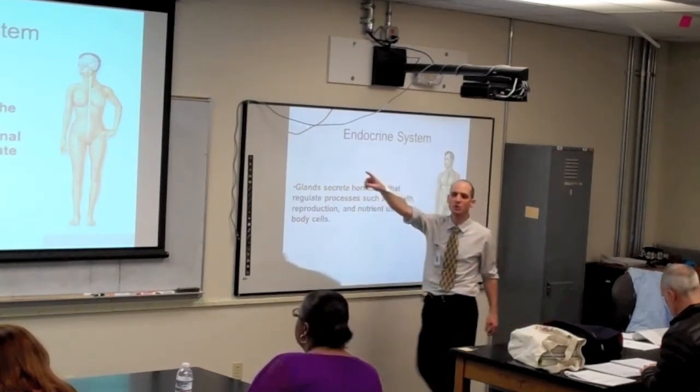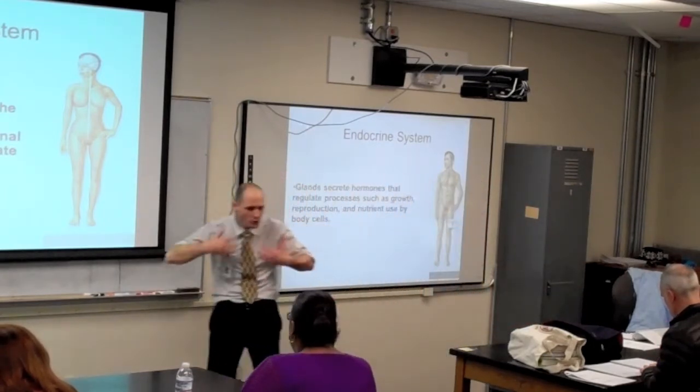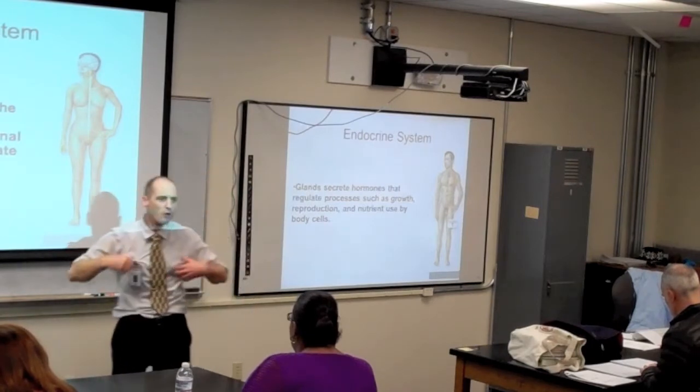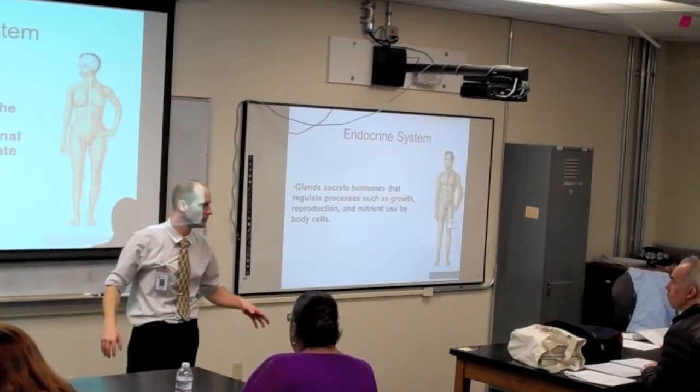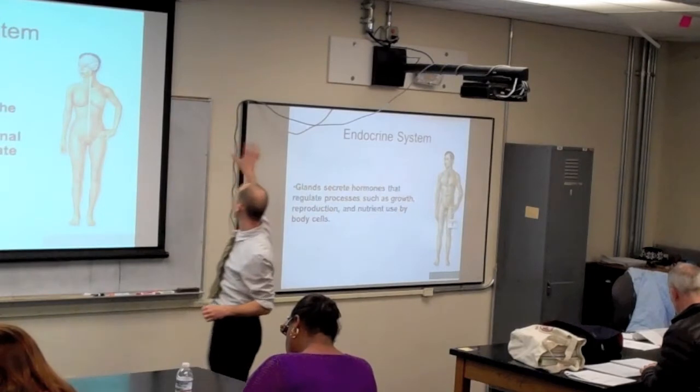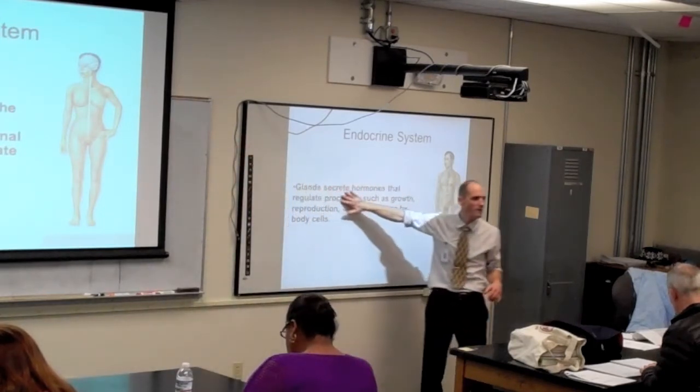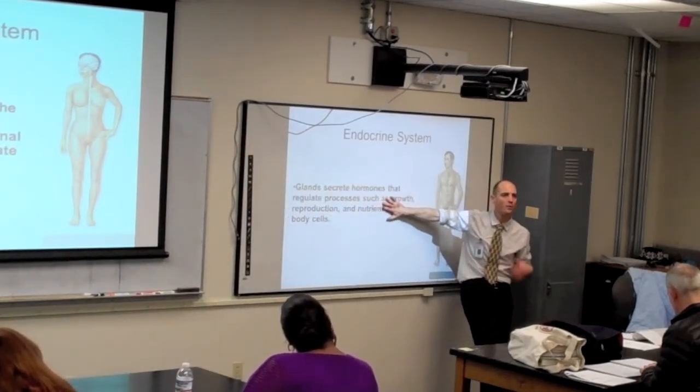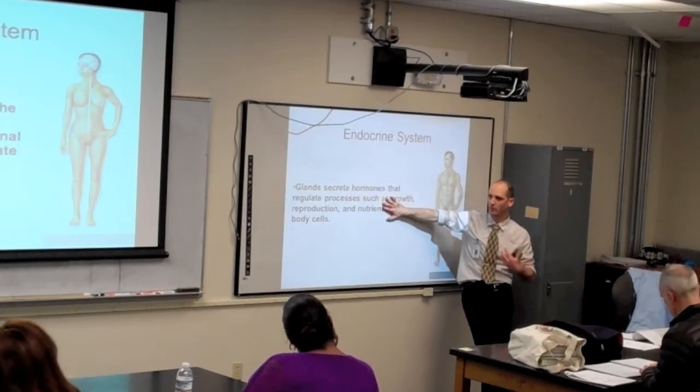The nervous system controls our body functions through nerves, and nerves are like electrical cables. The hormones also control the body, but they control the body through the blood supply, the bloodstream.